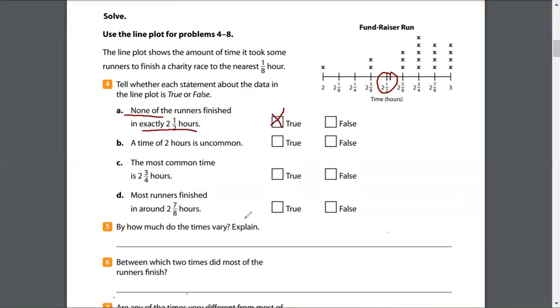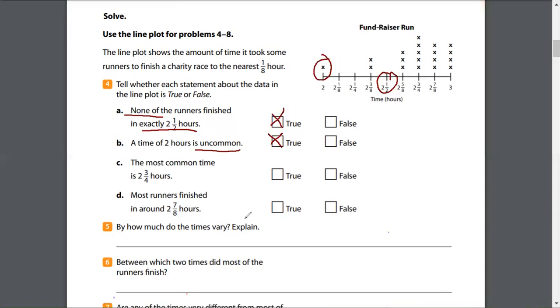And B, a time of 2 hours is uncommon. This one's a little tricky because of the word uncommon. But when we look at the graph, we look at our 2 over here, and then we can just imagine all these other data points. Most of the data is clustered above the 2 3/8 all the way until 3. So yes, 2 hours is uncommon. That person would have had to run really, really fast if we relate this back to a real world problem. And uncommon just means that there's not a lot of people doing it. So there's only one person. Right. So that's why it's true.